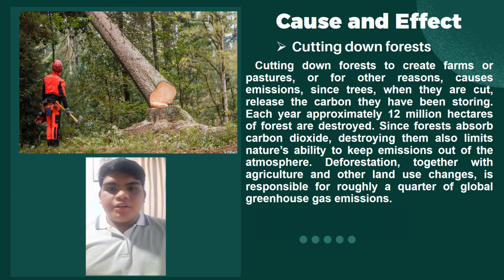Cutting down forests. Cutting down forests to create farms or pastures, or for other reasons, causes emissions, since trees, when they are cut, release the carbon they have been storing. Each year, approximately 12 million hectares of forests are destroyed. Since forests absorb carbon dioxide, destroying them also limits nature's ability to keep emissions out of the atmosphere. Deforestation, together with agriculture and other land usages, is responsible for roughly a quarter of global greenhouse gas emissions.